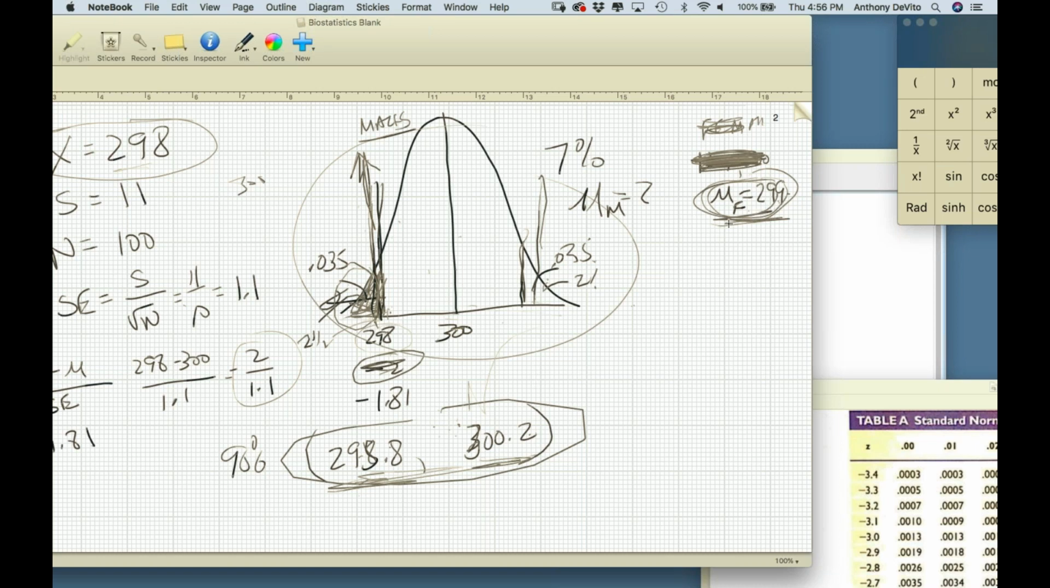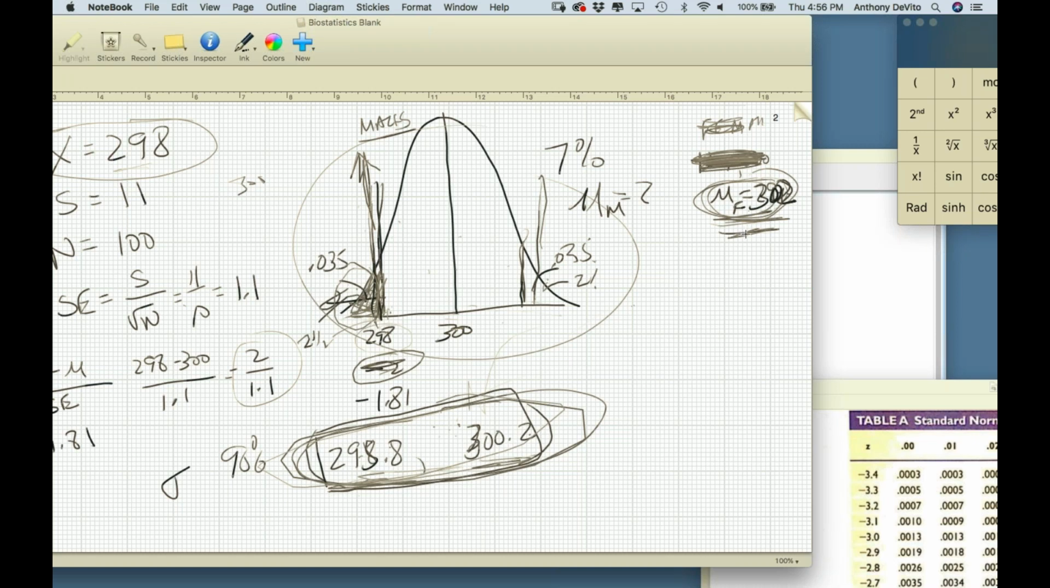However, let's look at it a different way. What if I told you that the females scored 302? I'm 95% sure that the true mean for the male population is between 295 and 300, but I know that the female mean is 302. Can I say that they're different now? I can, because if I'm 95% sure that the male is between these two, and the female is 302, I'm 95% certain that they can't be the same. The female has to be bigger, right? Am I 100% certain?